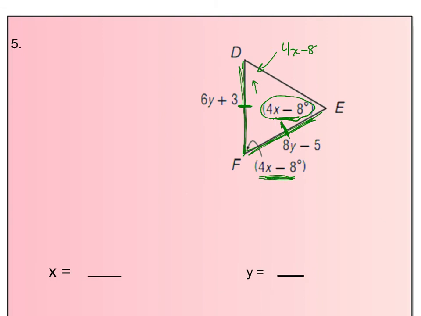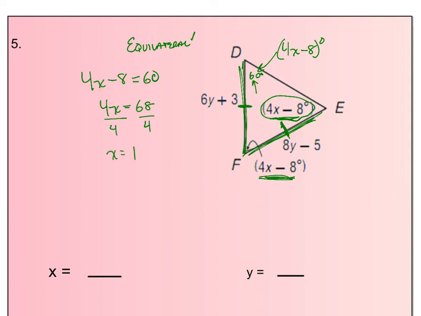But they're all 3 4x minus 8. So they're all 3 congruent. Well, the only way that's possible, the only way for all 3 to be congruent, is if it is an equilateral triangle. Okay? It's going to be an equilateral triangle, which means every single one is going to be 60 degrees. So if I'm trying to figure out x, I know that each one of those has got to be 60 degrees. So then a little bit of algebra later, x is going to be 17.